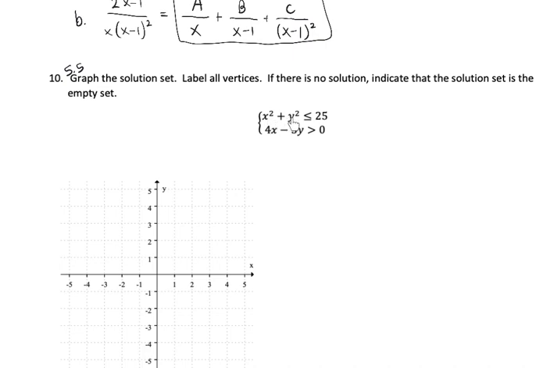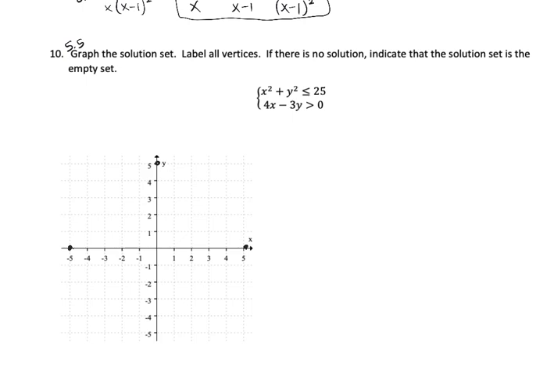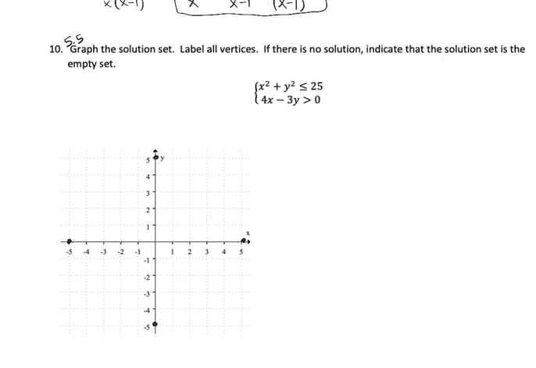If you notice and remember that both variables are squared, that's a circle. The radius is the square root of this value, so in this case the radius is 5. And the boundary, the outer part of the circle, is going to be a solid instead of a dotted line because it's less than or equal to. So we need to connect those points with the circle, solid line circle.